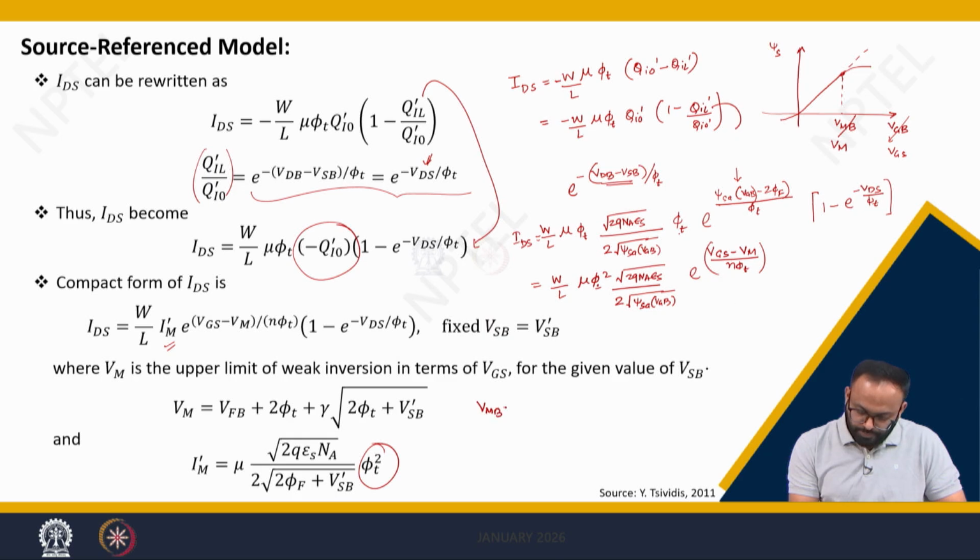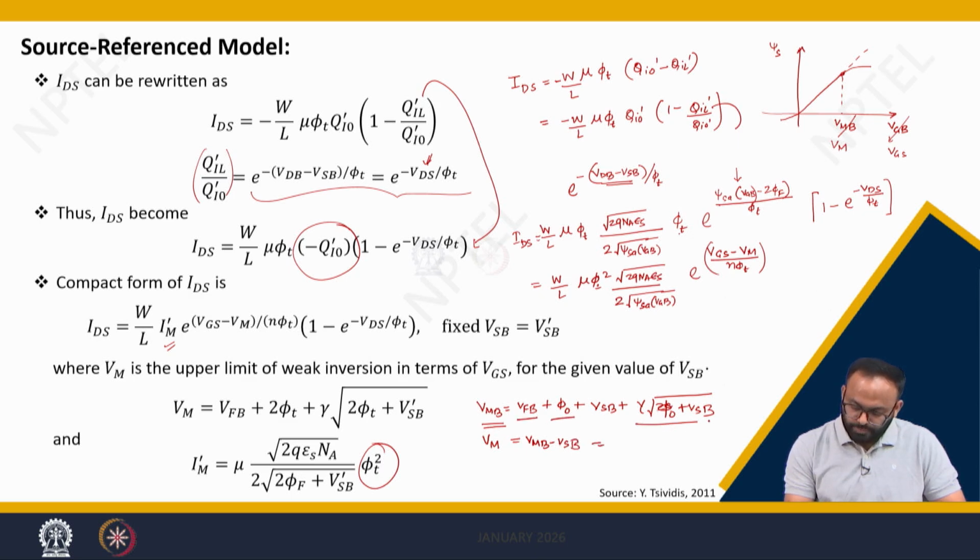Vmb is nothing but V flat band voltage plus phi naught plus gamma times square root of phi naught plus Vsb. So if I want to represent in terms of source as a reference, I need to represent as Vm. So Vm is nothing but Vmb minus Vsb, which is nothing but V flat band voltage plus phi naught plus gamma into square root of phi naught plus Vsb, right.